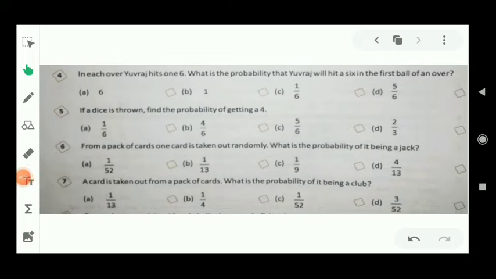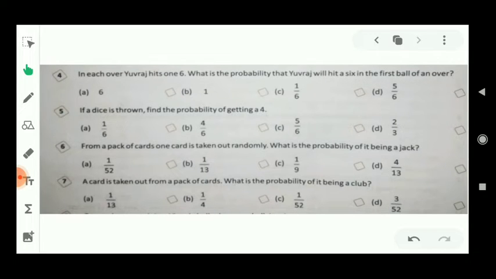Now students, let's see the question number 4. In each over, Yuvraj hits 1 six. What is the probability that Yuvraj will hit a 6 in the first ball of an over? As you know, students, in 1 over, how many balls are there? 6.